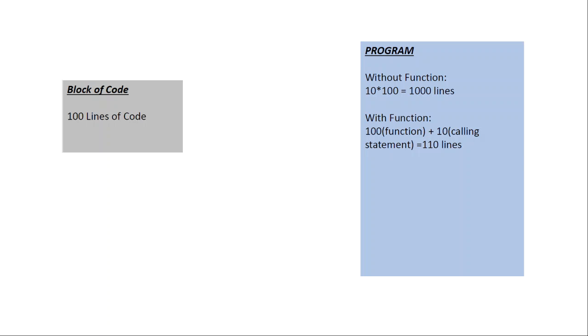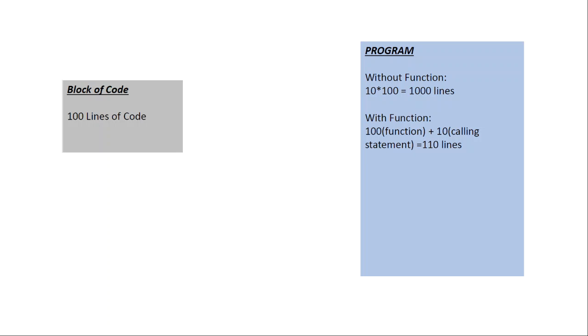If we were using functions, that is, if we implement the block of code inside the function, then we could just call this function 10 times. That is 100 lines of code plus 10 calling statements. In total there will be only 110 lines in this program. So we could reduce the program size, and also by using this function we could avoid the repetition of code inside the program.